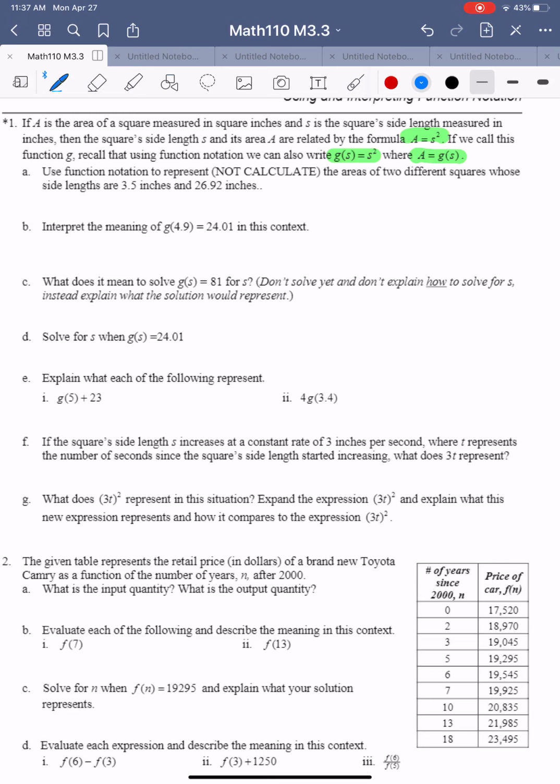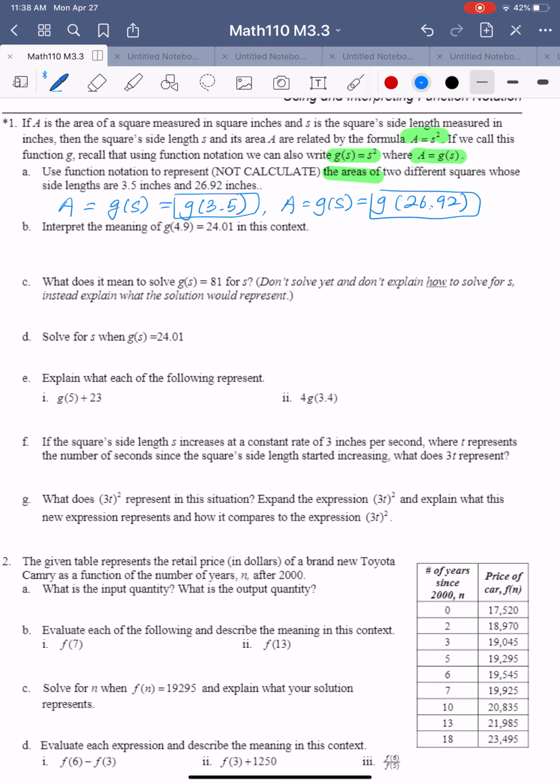Okay, so in order to get an area, the area is g of s, where one of the side lengths is 3.5 inches, so that's one of them. And another area is g of s, where the side length is 26.92. So this is actually the area of the square when the side length is 3.5 inches.